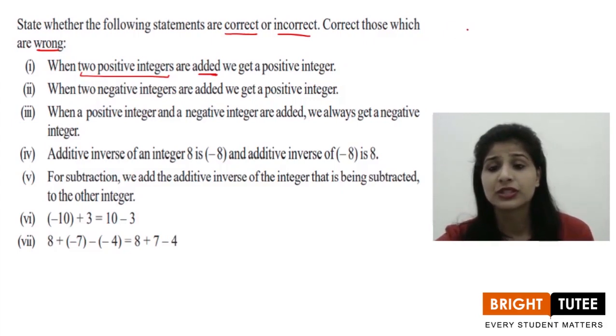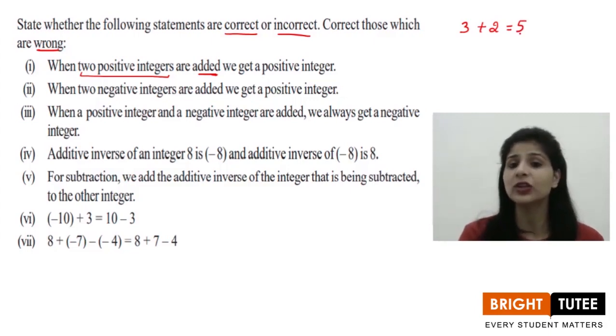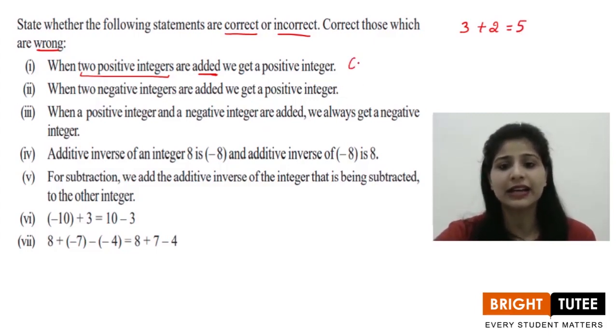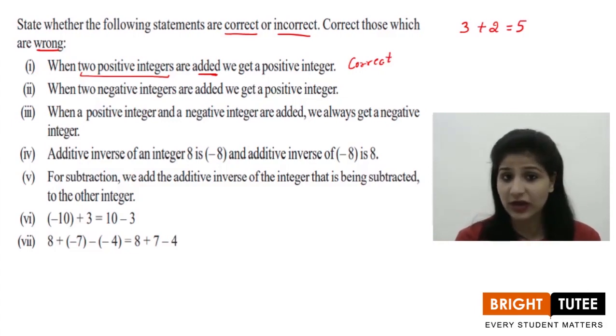Is it true? Suppose I take 3 and I take 2. If you add them, you get 5. Adding any two positive integers will give us a positive integer for sure. So this is a correct statement. Okay, shall we go to the next one?